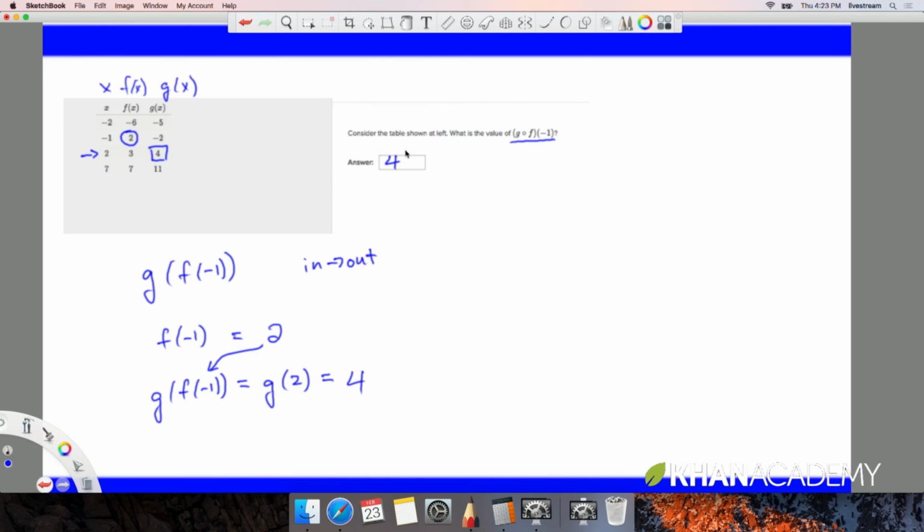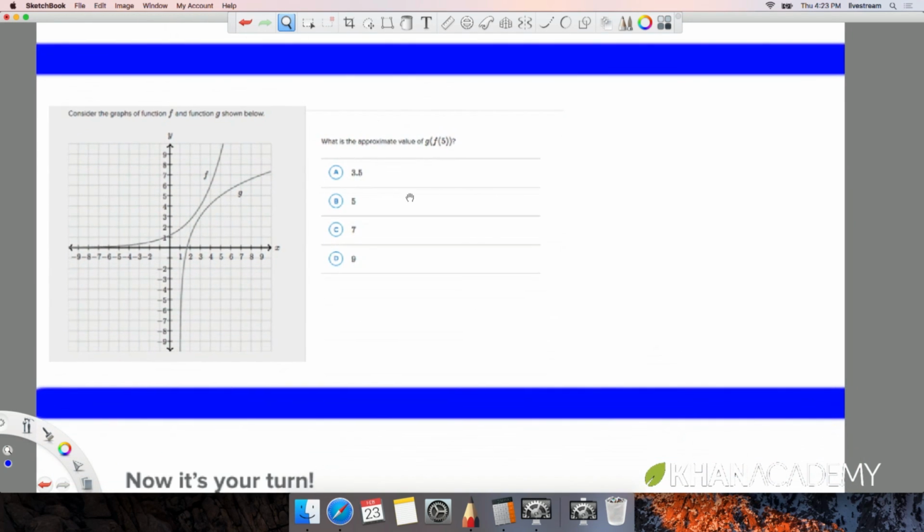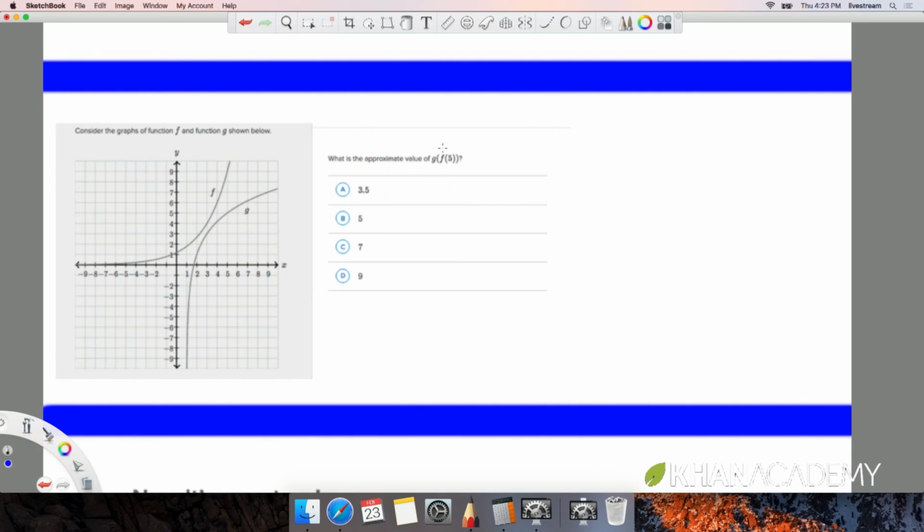And now we'll do one final function notation problem, this time with a graph. So let's keep moving. So what is the approximate value of g of f of 5? So that one makes sense to me. And then on this left-hand side, I have the graphs of function f and function g shown below. So here's f, here's g, and then for certain values of x here, the y values of f and g are shown. And okay, so I think I understand that.